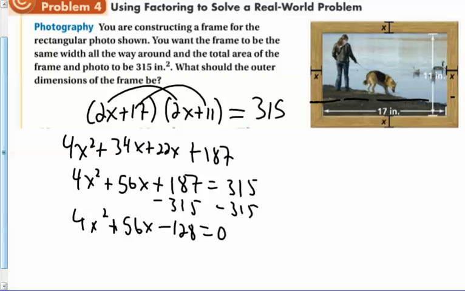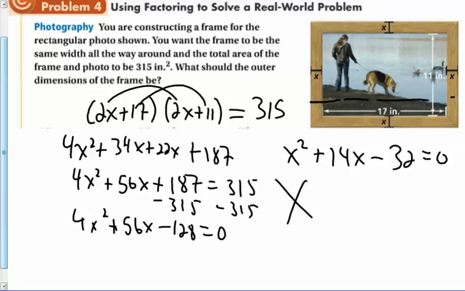Now I could factor this, but before I factor this, I have to double check and make sure that there's nothing that I can pull out. And if I look at this, 56 and 128, that seems kind of weird, so I can pull out a 4. So I'm going to divide everything by 4, and now I get x squared plus 14x minus 32, and that equals 0. Now I can actually solve this.